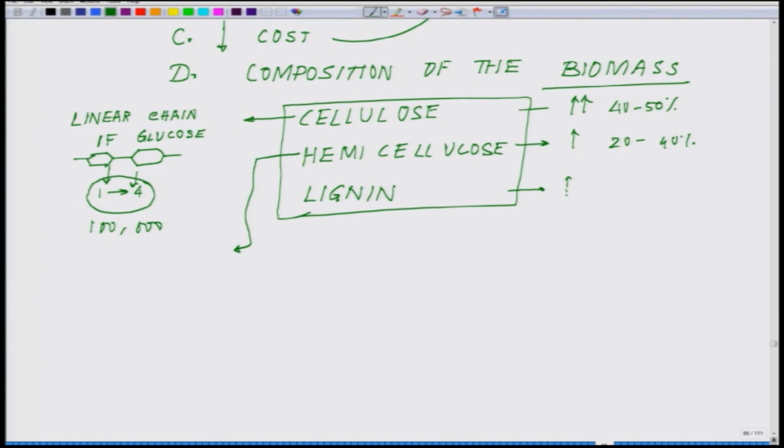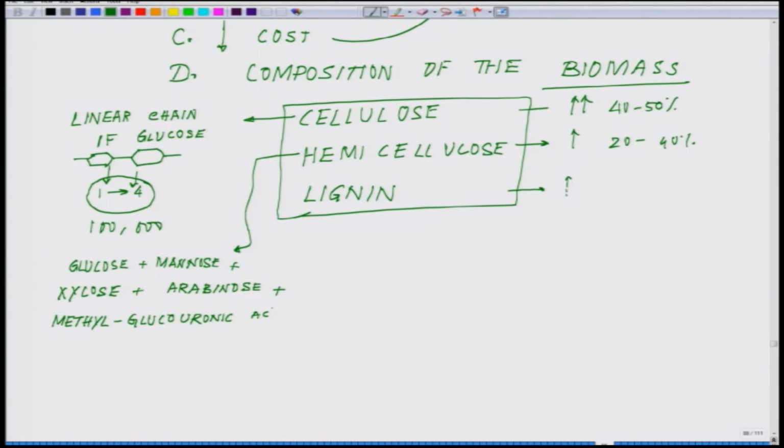Then comes the hemicellulose. The difference between cellulose and hemicellulose is that this is a very mixed polymer. It is made up of glucose, mannose, and there are a bunch of 5 carbon carbohydrates present there: xylose, arabinose, then you have methyl glucuronic acid, then you have galacturonic acid.